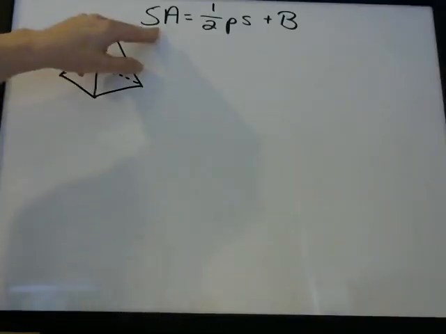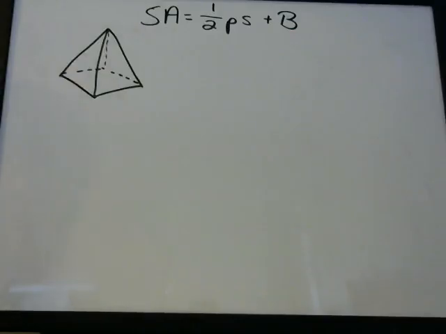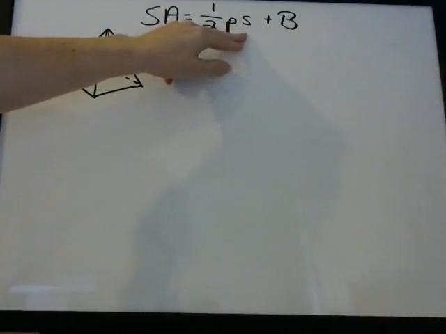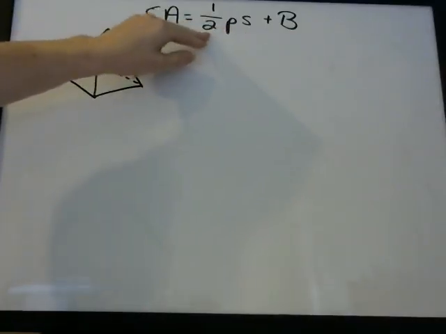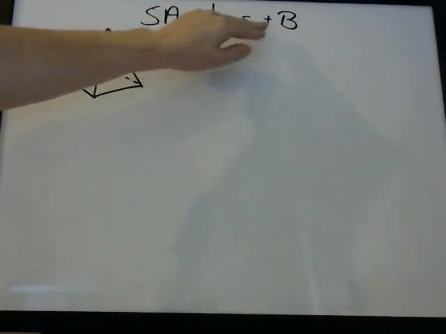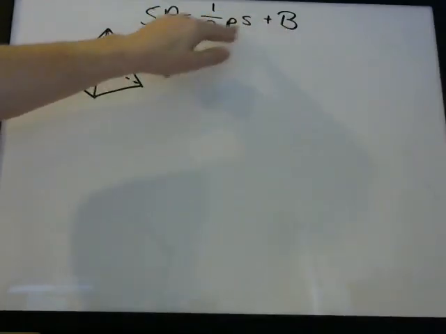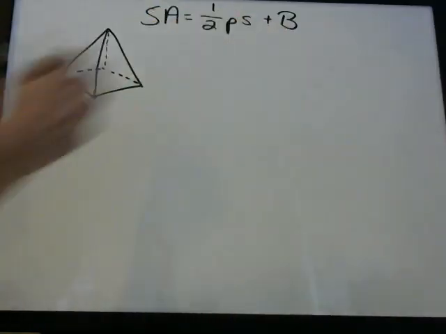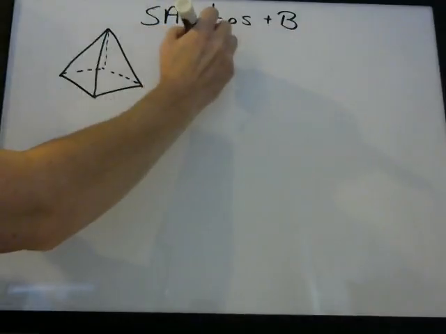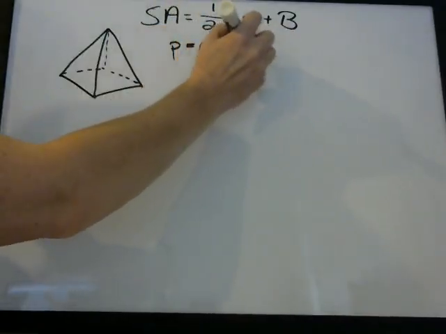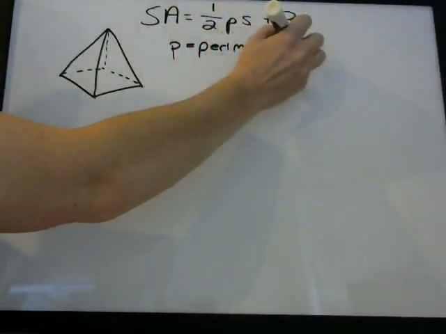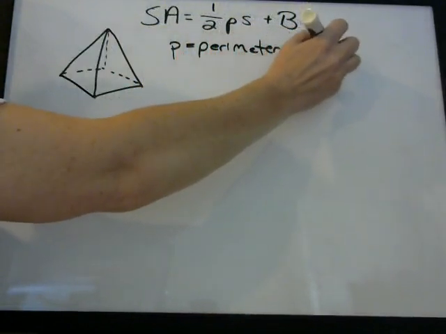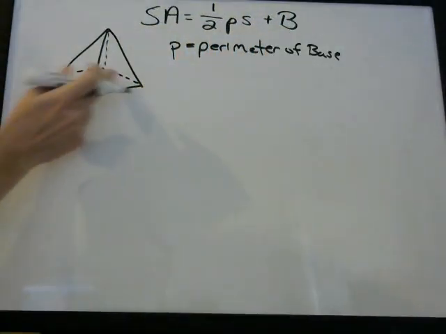So here's the formula that's given to you. Surface area, SA, is 1/2 PS plus B. When letters are right beside each other, that means multiplication. So 1/2 times P times S, plus B. So what do these letters mean? P means perimeter of the base. The base again is the bottom.